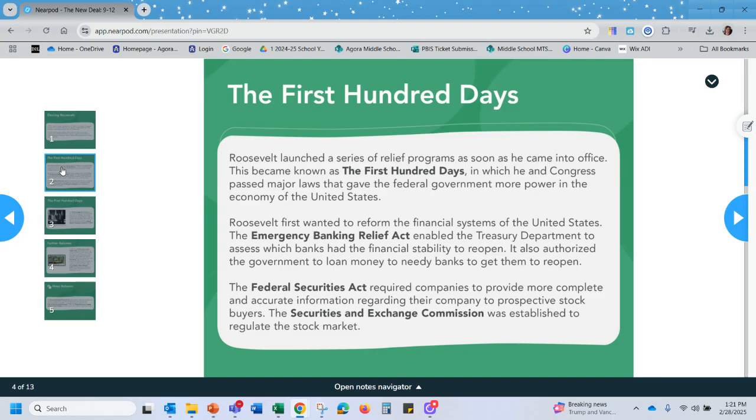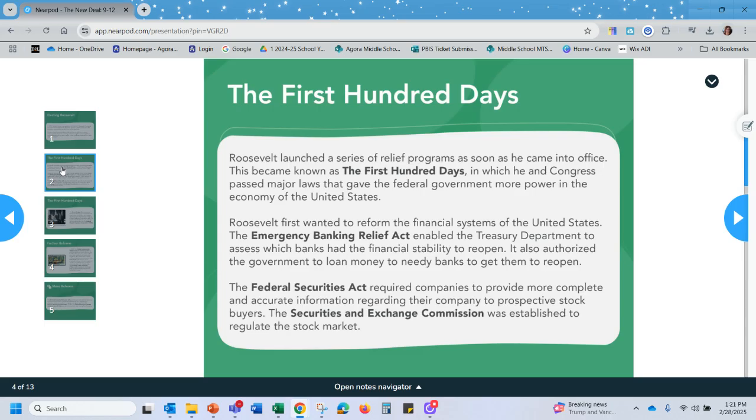The first 100 days. Roosevelt launched a series of relief programs as soon as he came into office. This became known as the first 100 days, in which he and Congress passed major laws that gave the federal government more power in the economy of the United States. Roosevelt first wanted to reform the financial systems of the United States. The Emergency Banking Relief Act enabled the Treasury Department to assess which banks had the financial stability to reopen. It also authorized the government to loan money to needy banks to get them to reopen.